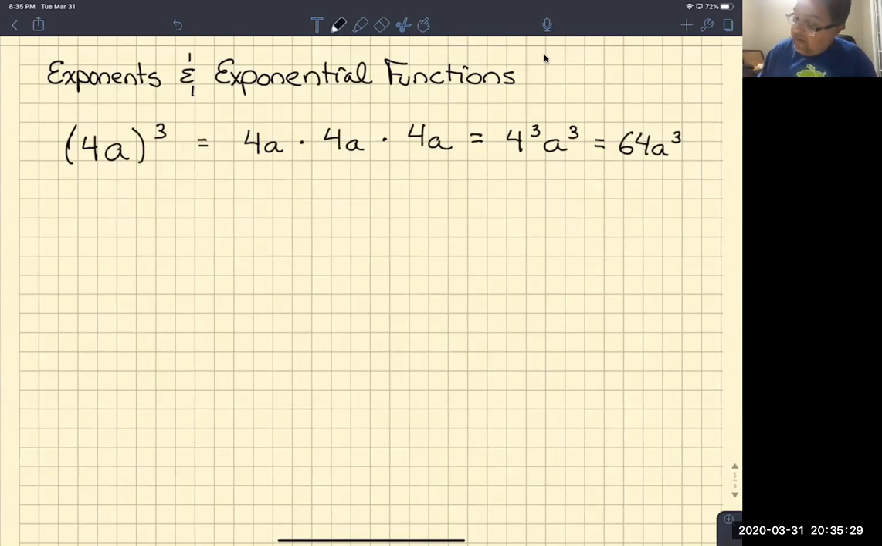So what happened with this exponent? If you have a base with multiple things being multiplied together, you can distribute the exponent to everything being multiplied. So when you have two or more things multiplied together raised to the same exponent, you can distribute, and I hate using that word, you can distribute the exponent to everything being multiplied, which gives me, in this case, 64a cubed. And remember, this is known as the power of a product. Okay.